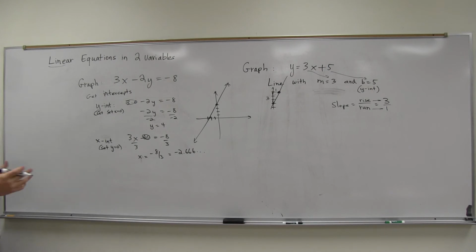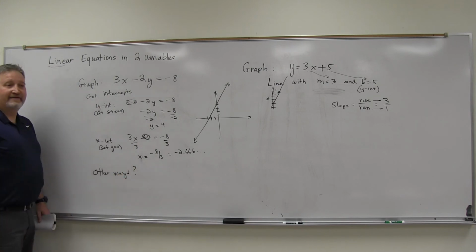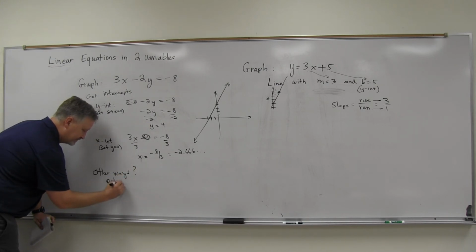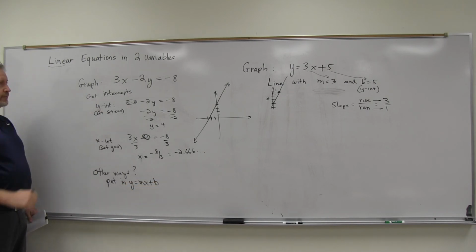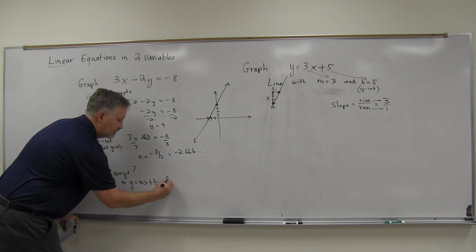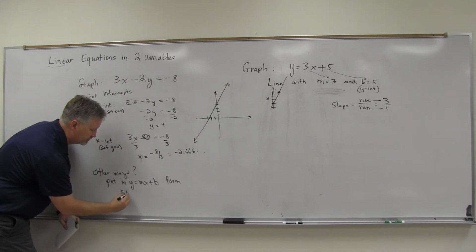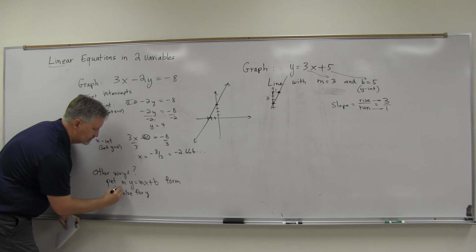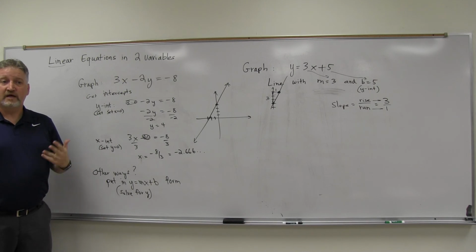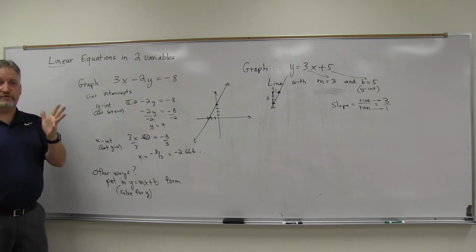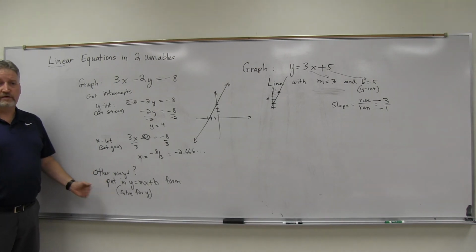Now, other ways, like we already said, what are some other ways we could do it? You could put it into y equals mx plus b form. How would we do that? We'll talk about that more later on, but the way you do that is you just solve the equation for y, right? Get y on the side by itself, subtract the 3x and divide by negative 2, and that gets you your y equals mx plus b form. We'll do that in another problem along the way, and you're perfectly welcome to do that.